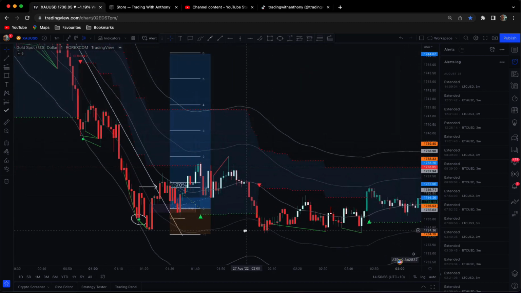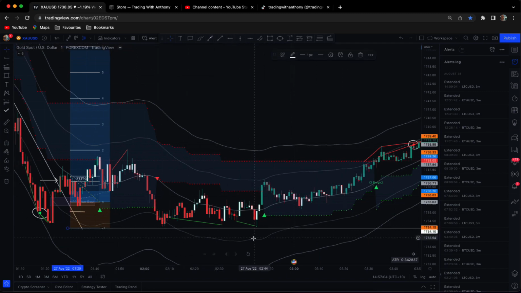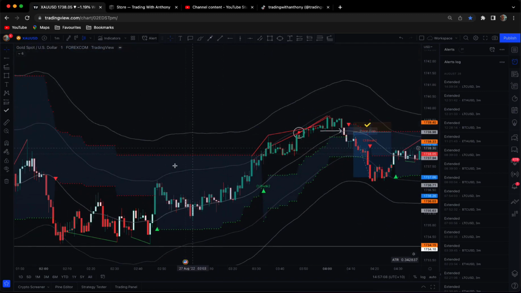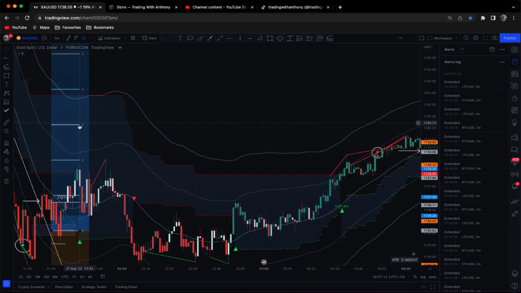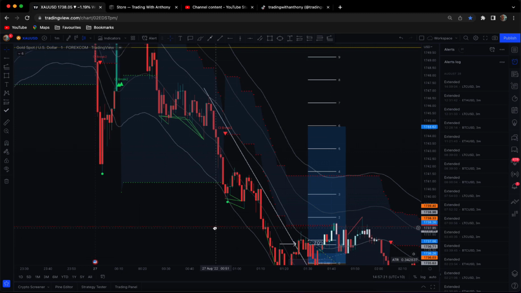So let's see what happened with that one. Okay, notice the stop loss doesn't get taken out at all. Look at the outcome. Nice trade. Okay, nearly a 3-to-1 risk reward. Follow the same rules. Do we see a break of structure here?